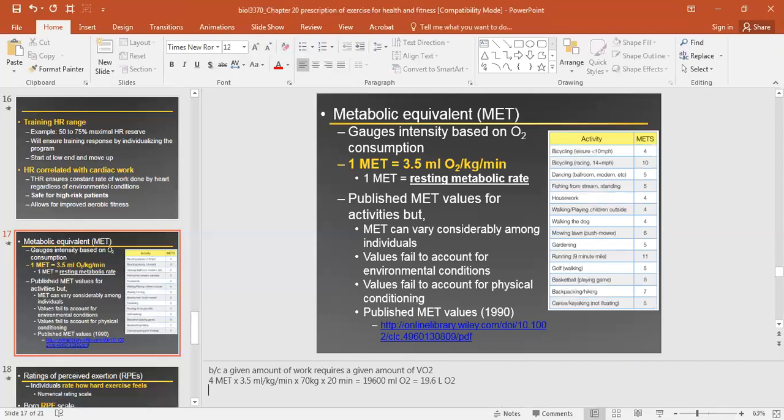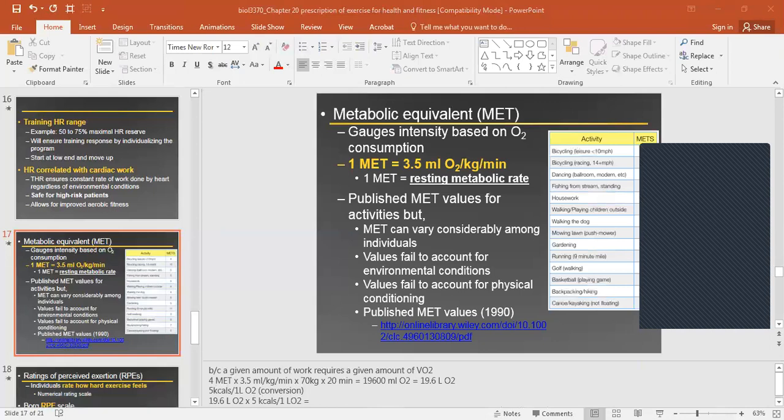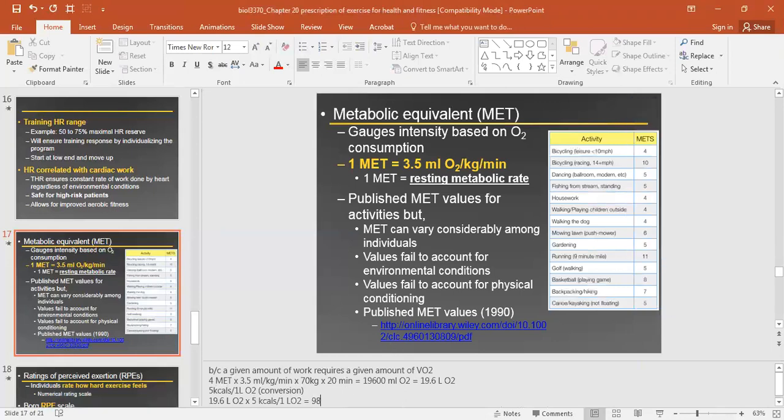Okay, we can calculate oxygen consumption. Now there's a conversion factor, 5 kcals burned per 1 liter of O2 consumed. This conversion factor allows us to calculate calorie expenditure during exercise. So if this person consumed 19.6 liters of O2 in 20 minutes of exercise, you multiply that by 5 calories burned per 1 liter of O2 consumed. 19.6 times 5 is 98. So you have burned about 98 calories in that 20 minutes of exercise.